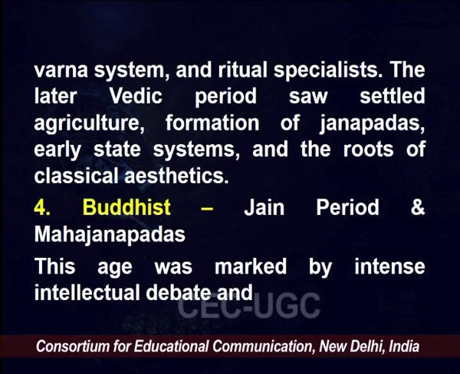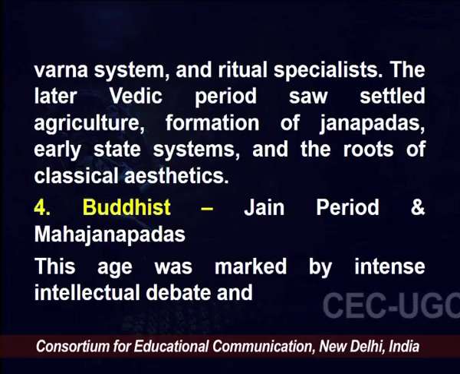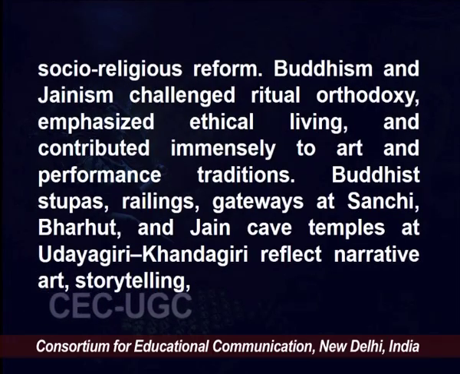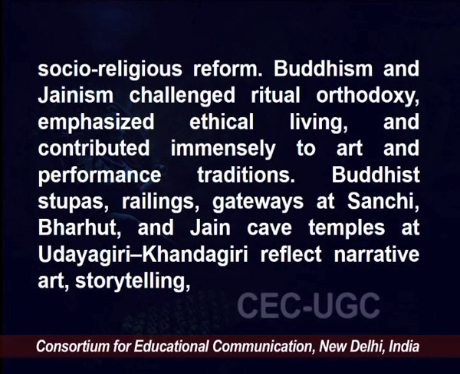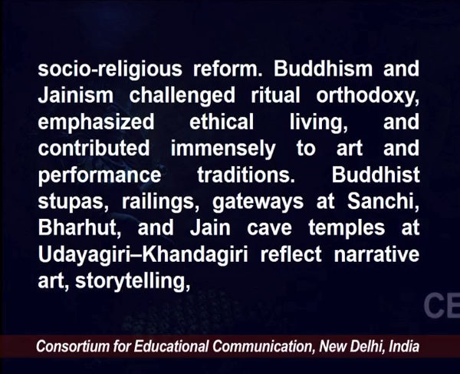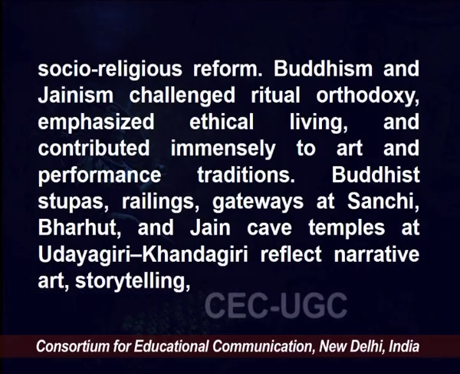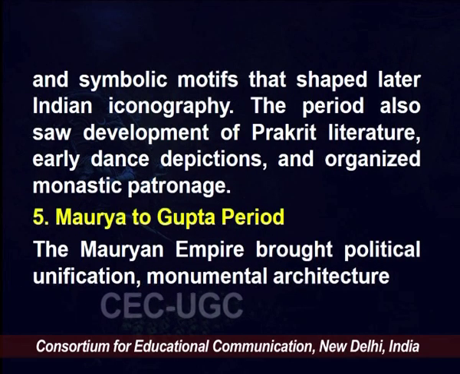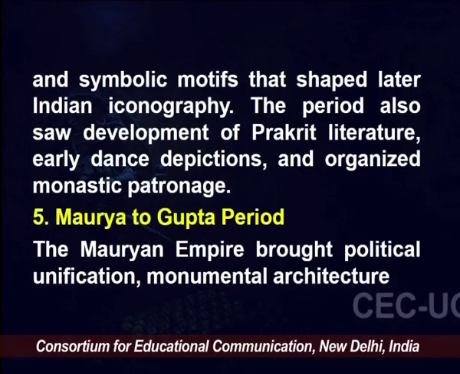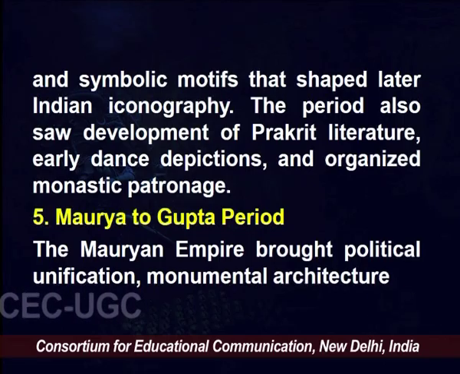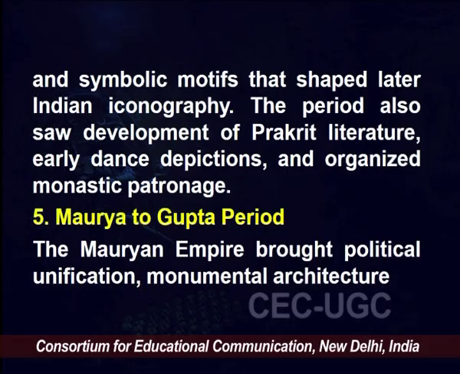And the next period is of the Buddhist, Jain period and Mahajanapada. This age was marked by intense intellectual debate and socio-religious reform. Buddhism and Jainism challenged ritual orthodoxy, emphasized ethical living and contributed immensely to art and performance traditions. Buddhist stupas, railings, gateways at Sanchi, Bharhut and Jain cave temples at Udaygiri, Khandagiri reflect narrative art, storytelling, and symbolic motifs that shaped later Indian iconography. The period also saw development of Prakrit literature, early dance depictions, and organized monastic patronage.